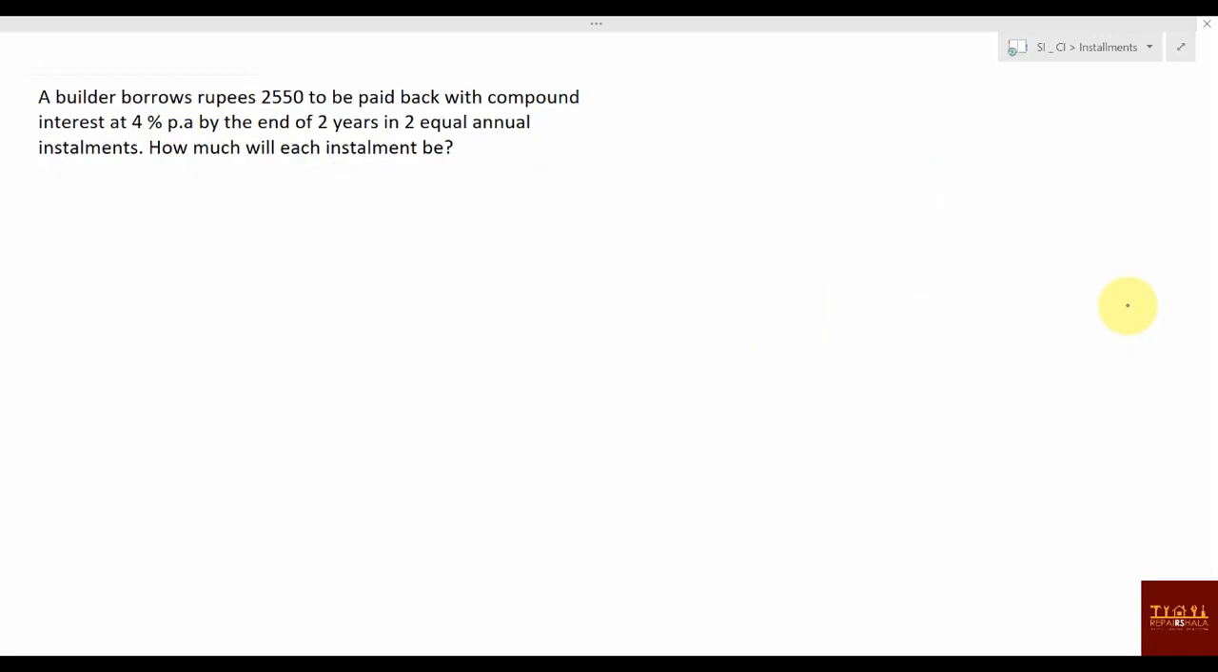A builder borrows rupees 2550 to be paid back with interest 4% per annum. 4% per annum is what? 1 by 25, means 25 will become 26 in which year? In the first year. In the second year it will become 25 whole square, that is 625, and 26 whole square is 676. But you know, this is principal, this is installment, this is first year and this is second year.